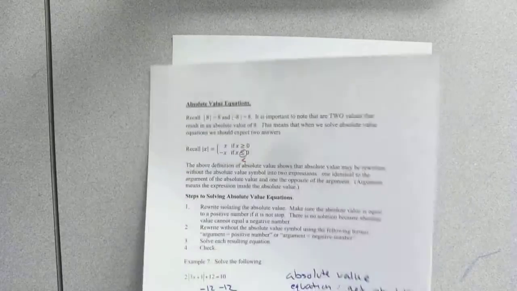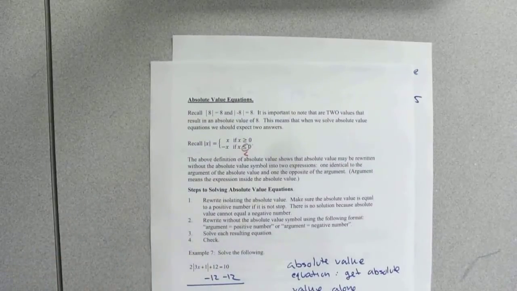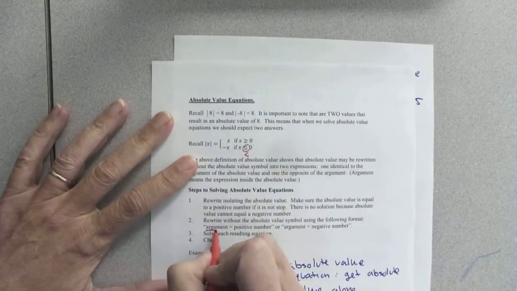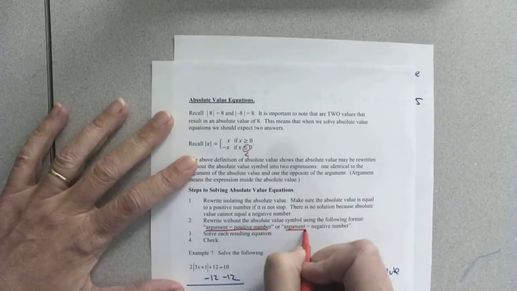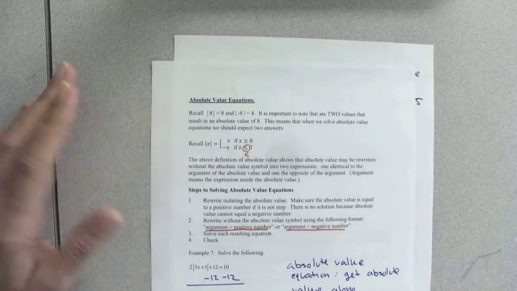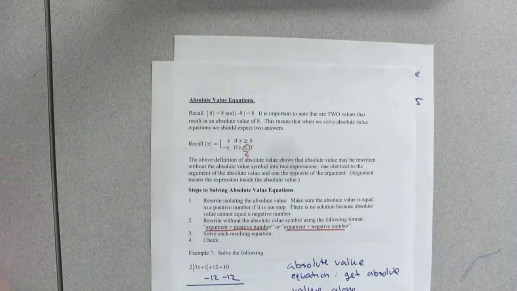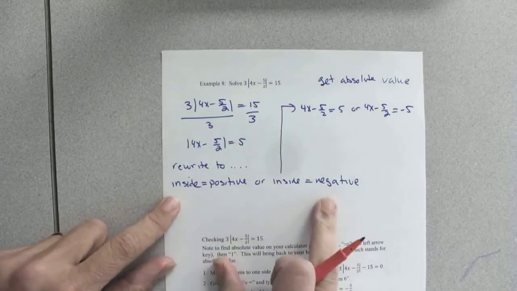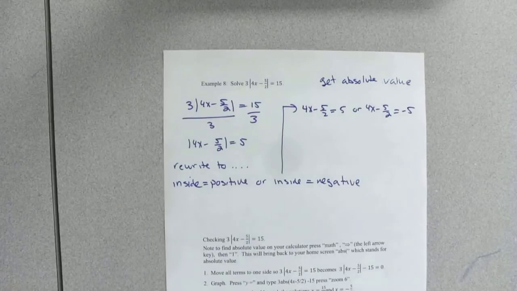That's what I said in my little steps over here. Rewrite without the absolute value symbol using the following: argument equal positive number, argument equal negative number. And all we mean by the official mathematical word argument is inside. Inside equal to positive, inside equal to negative. Notice I did not change anything about the inside. 4x minus 5 halves. I did not change that to plus 5 halves.